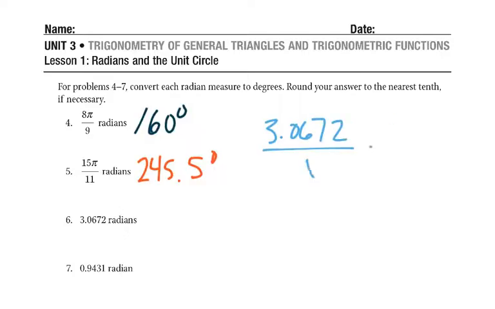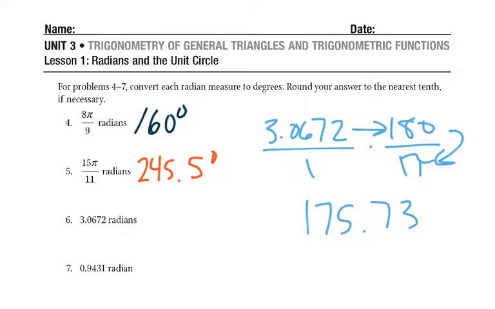So I'd still go 3.0672 over 1 times 180 over pi. So I just times those two, divide by pi, and that'll give me my answer. So a lot of calculator work there. And we get 175.73, so rounding to nearest tenth, 175.7 degrees.